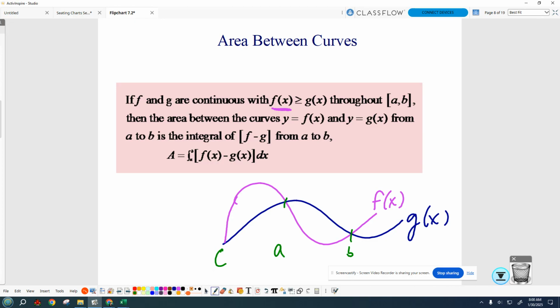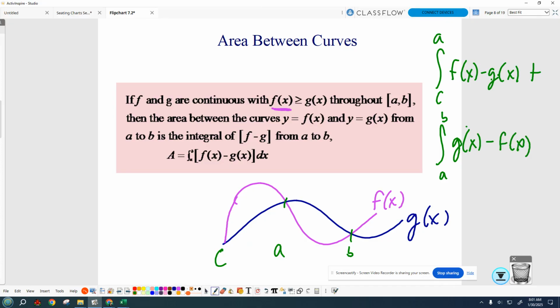What do you guys think if I wanted the integral from C to B, the area trapped between the curves? Amelia? Do C to A and then add it to A to B. C to A, what minus what? F of X minus G of X. And then add the integral from A to B, G of X minus F of X. So, if they trade places, yeah.